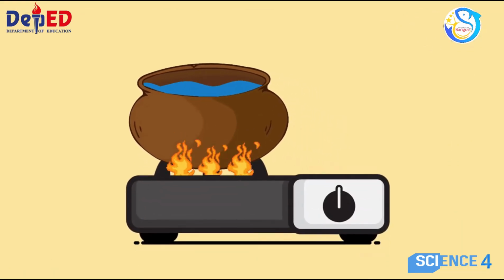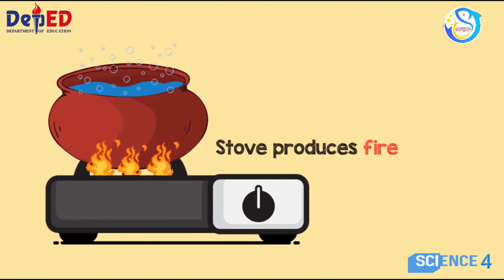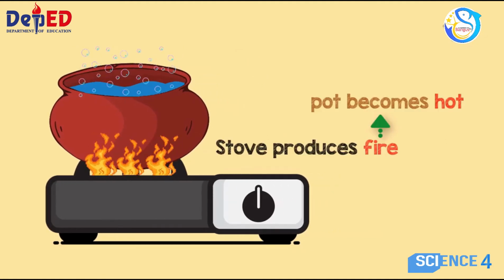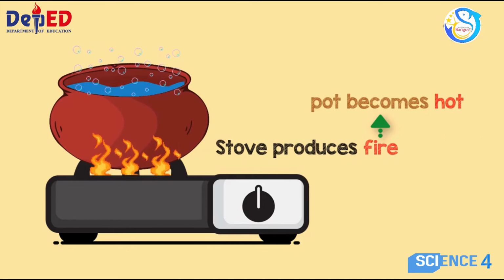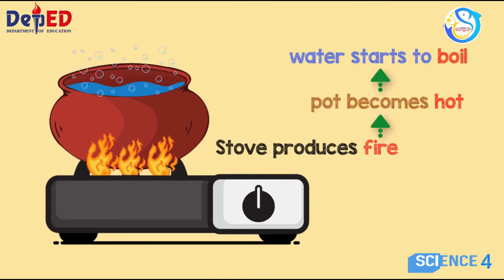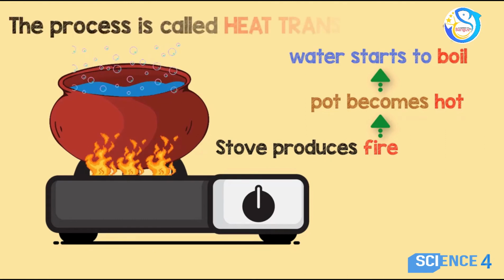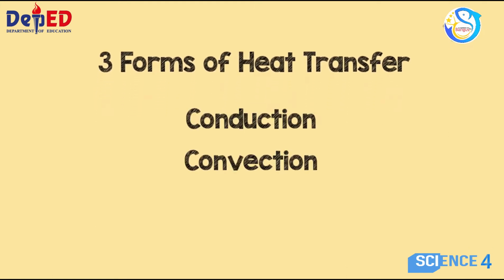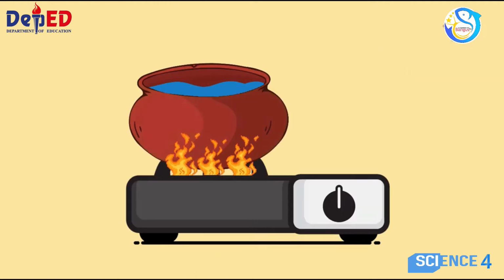the stove. Now the pot becomes hot and as time goes by the water begins to boil. The stove produces fire. The energy formed in the fire was then transferred to the pot. That's why the pot becomes hot. And also because of the energy transfer, the water starts to boil. That process is called heat transfer. There are three forms of heat transfer: conduction, convection, and radiation. When heating a pot full of water, all three forms of heat transfer are taking place.